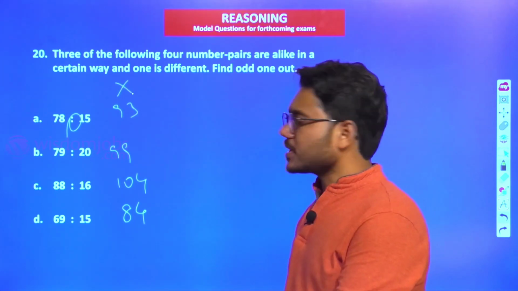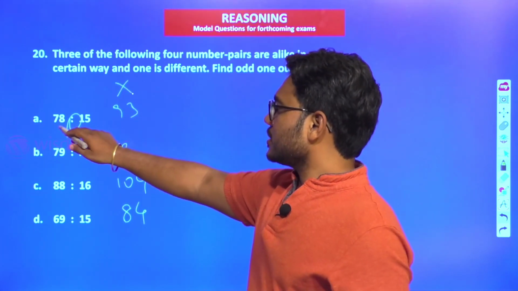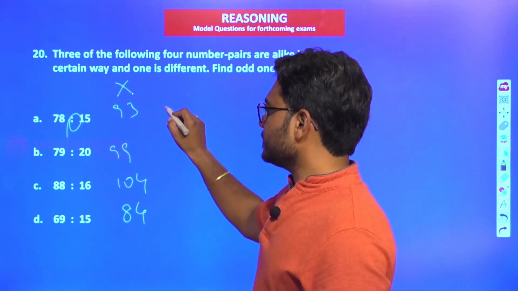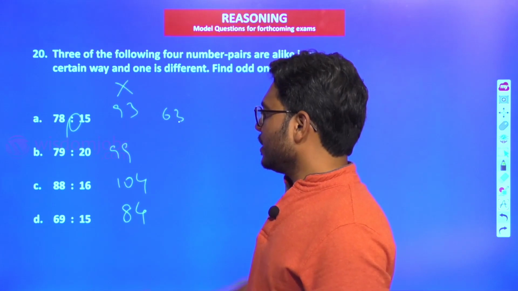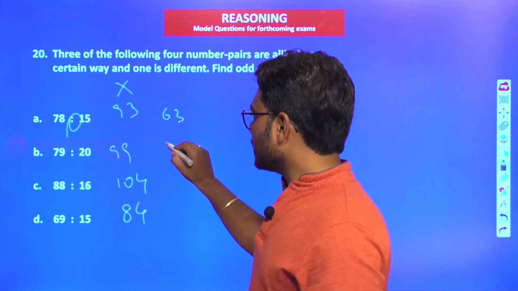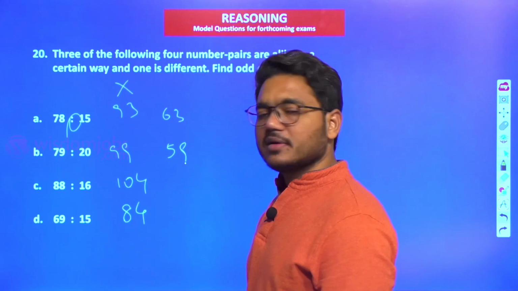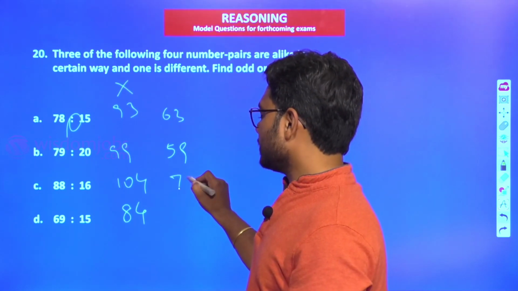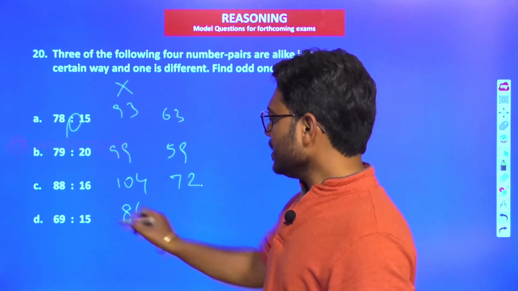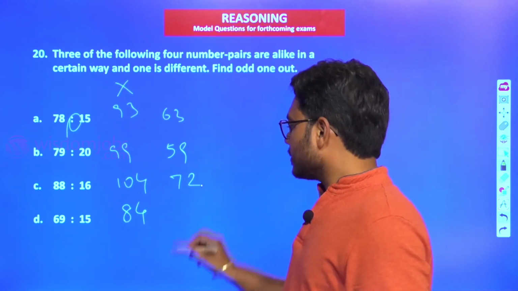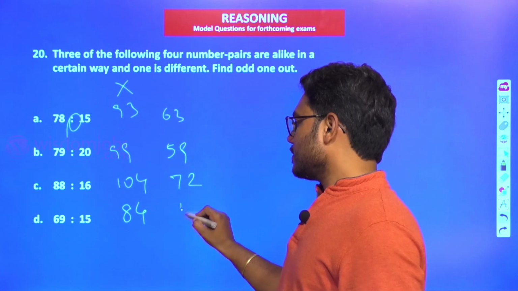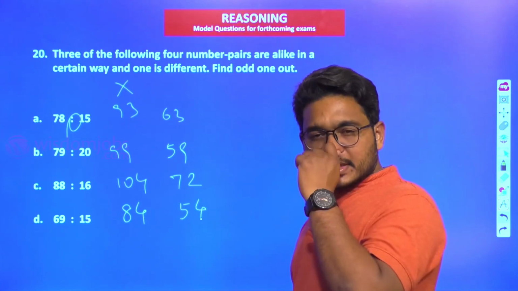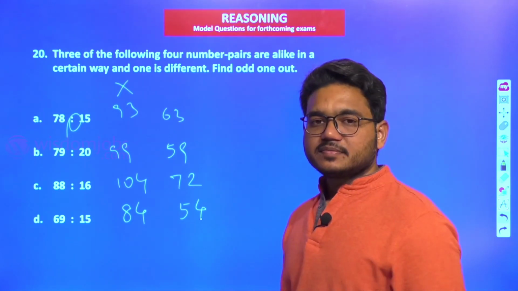Just go with subtraction now. Subtraction is 78 minus 15. If you do, what do you get? 63. And 79 minus 20 you will get 59. Then 88 minus 16 you will get 72. Then 69 minus 15, 69 minus 15 is 54. Just check, are they following any relation here?